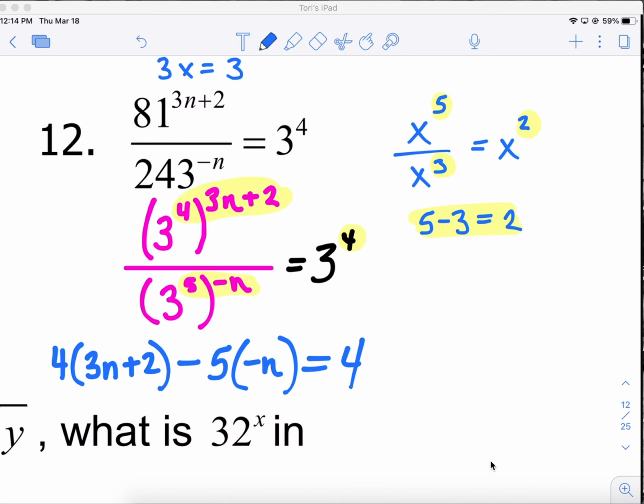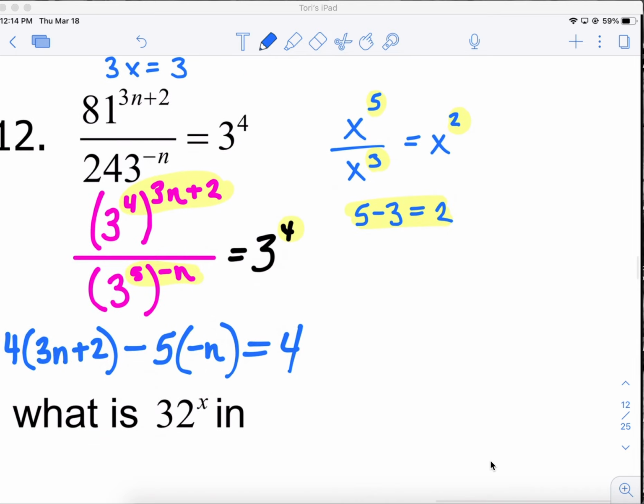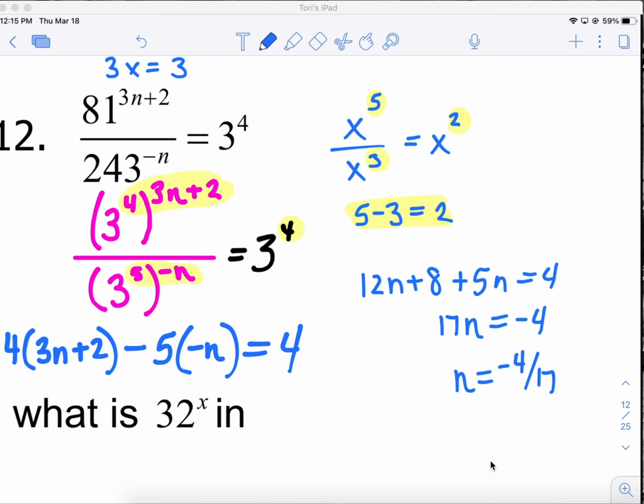So I'm kind of going to solve it and move it a little bit to the right-hand side. So solving this out, we're going to go 12n plus 8, I'm distributing, plus 5n equals 4. I'm going to combine and move the 8 at the same time. So 12 and 5 together makes 17n. I'm going to subtract the 8 over, which gives me a negative 4. And when I solve this, I get negative 4 over 17 as my answer. Okay.